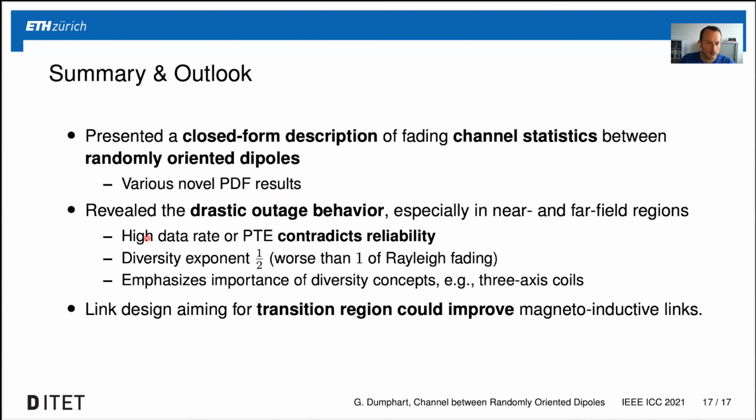We remember the terrible scaling behavior, diversity exponent 1/2. And we see that if we have to operate in the near field region, then diversity concepts are very important, for example, 3-axis coils or a rotating source.